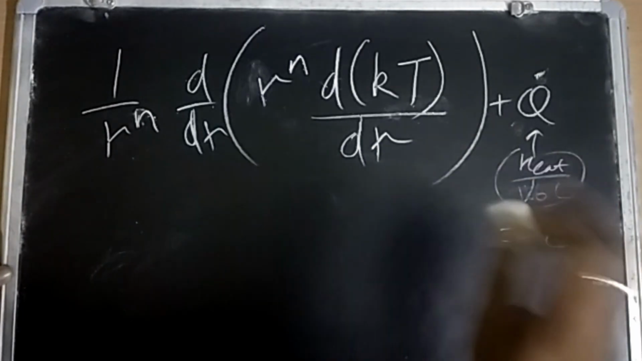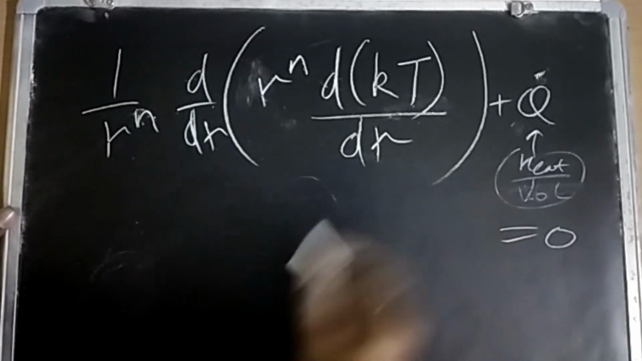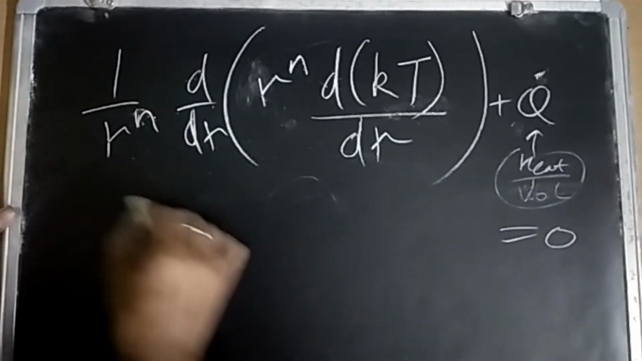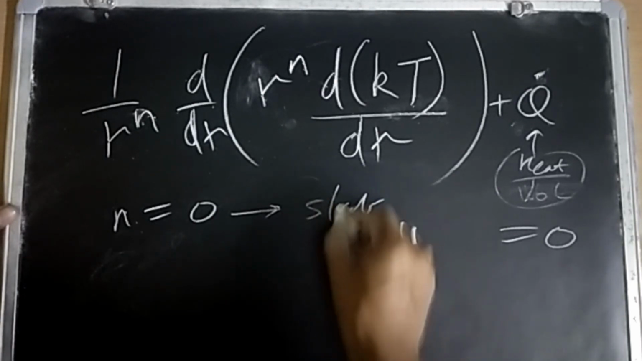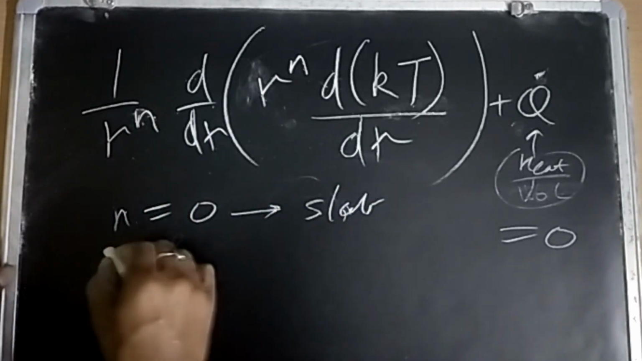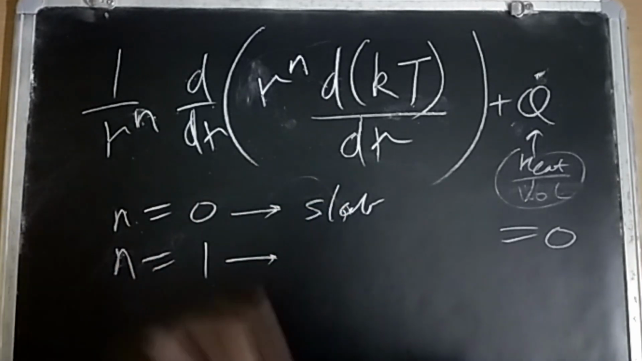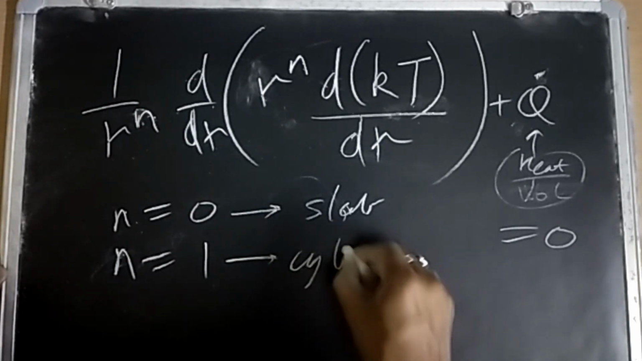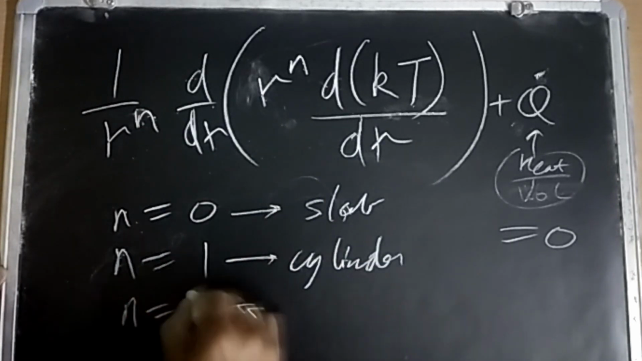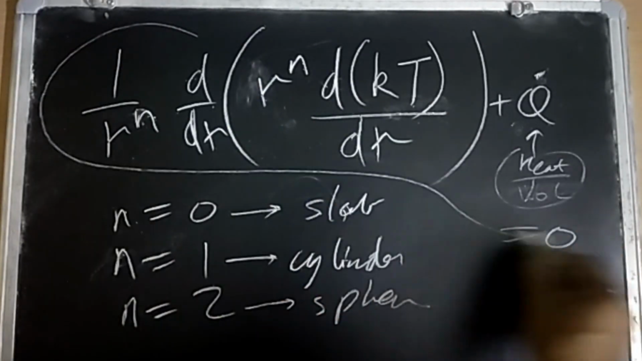So, steady state heat generation. In case of a slab, or we can say Cartesian, n is 0. In case it is cylindrical, n is 1. So first we see the slab, likewise we took it for conduction, then we take the cylinder, and then we take the sphere. Just remember this equation.